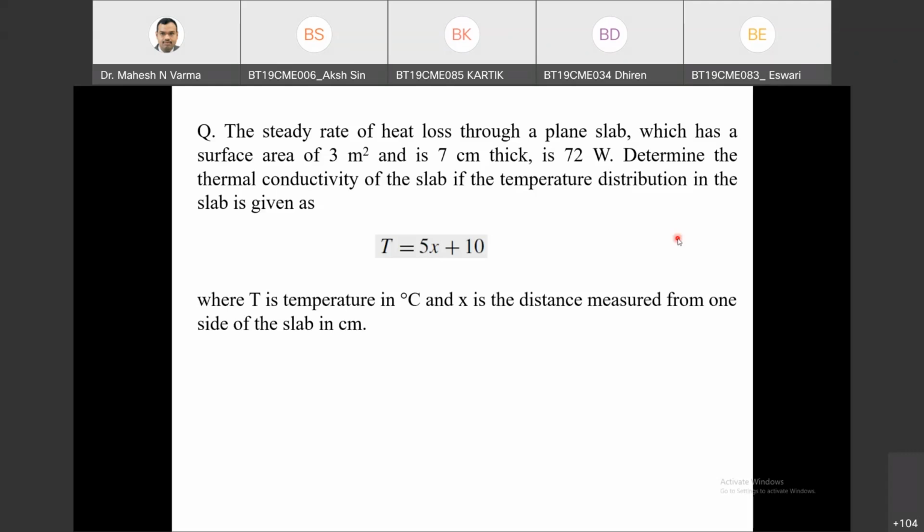So what is the value of K you are getting? Anybody else? What is the value of 480?